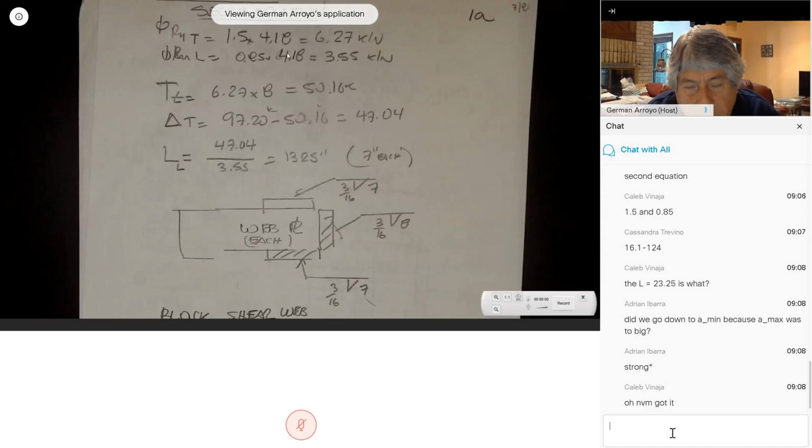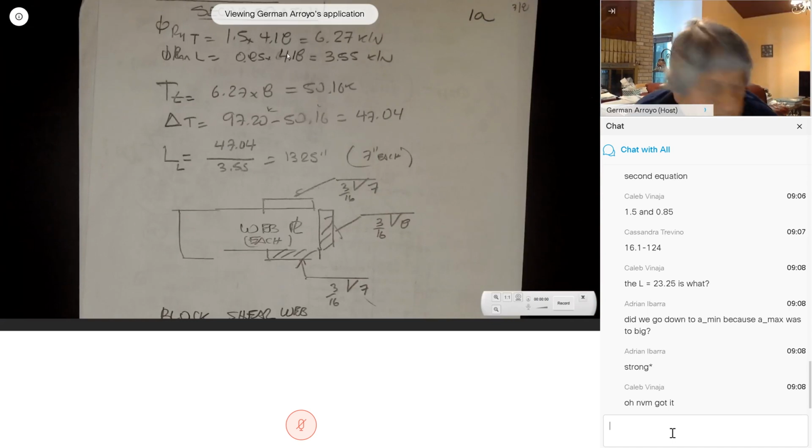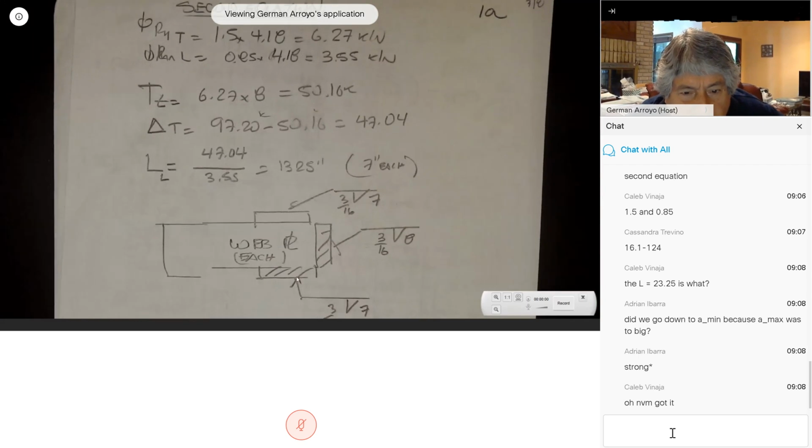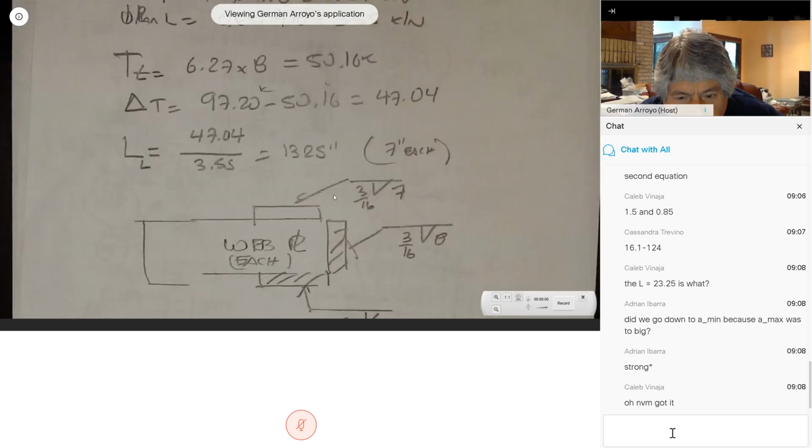So due to research, now we know transversal welds are stronger than longitudinal. So I had to increase the transversal by 1.5, to 6.27, and reduce the longitudinal. I multiplied 627 times 8, which gave me 5016. The difference between 97 and 5016 is 4704. So I divided 4704 by 355, which gave me 13.25 inch each. So I had 3/16 with 7, 3/16 with 8, and 3/16 with 7.